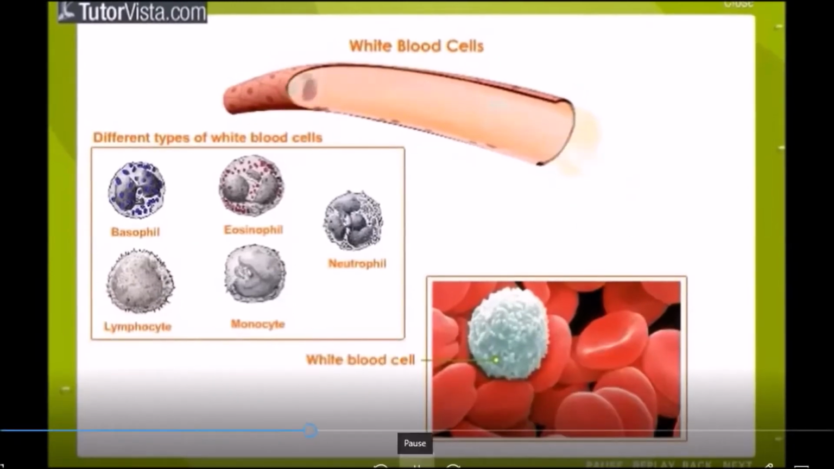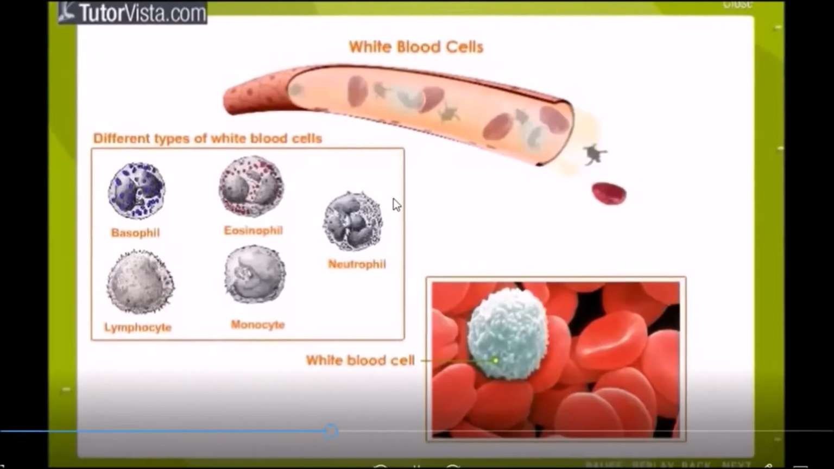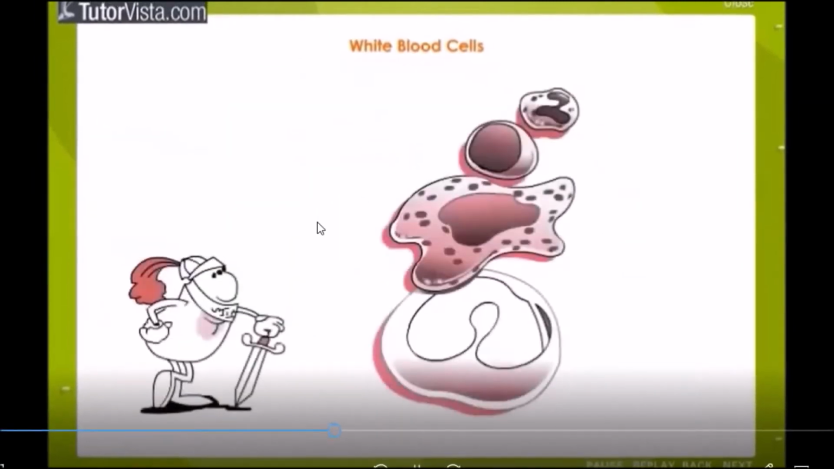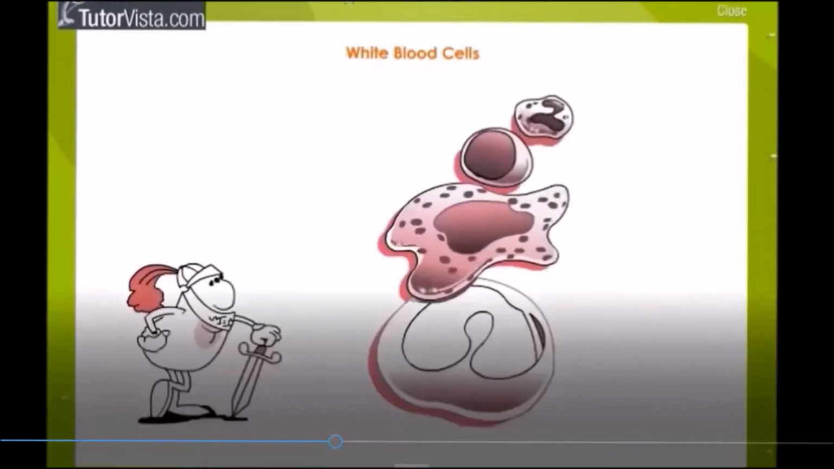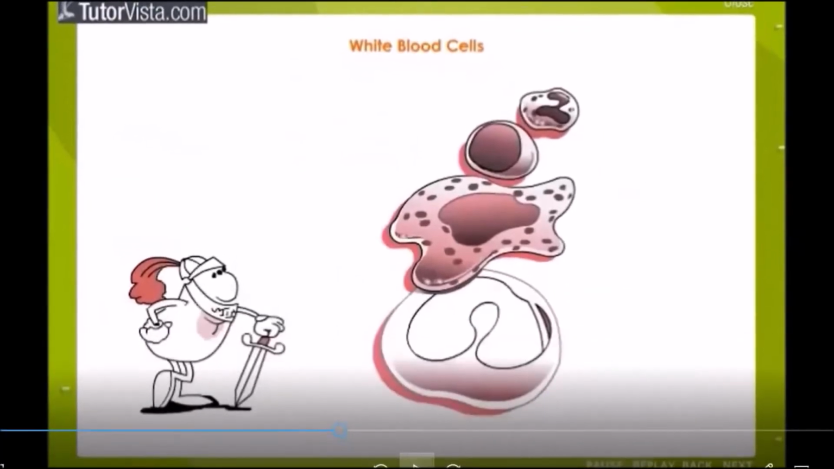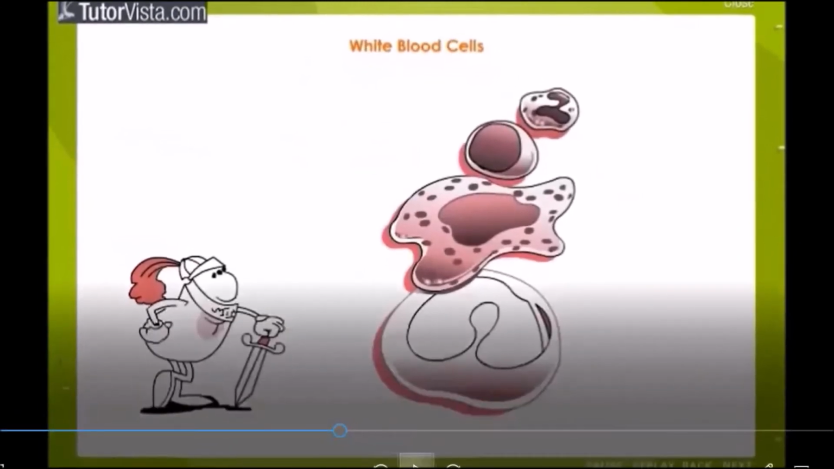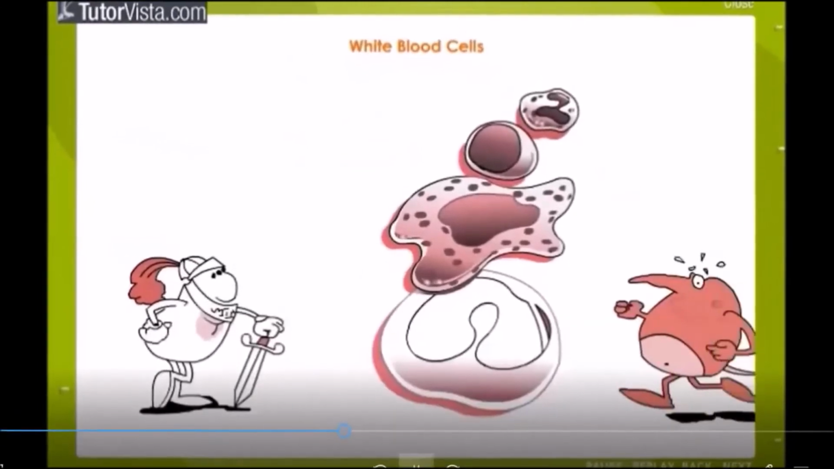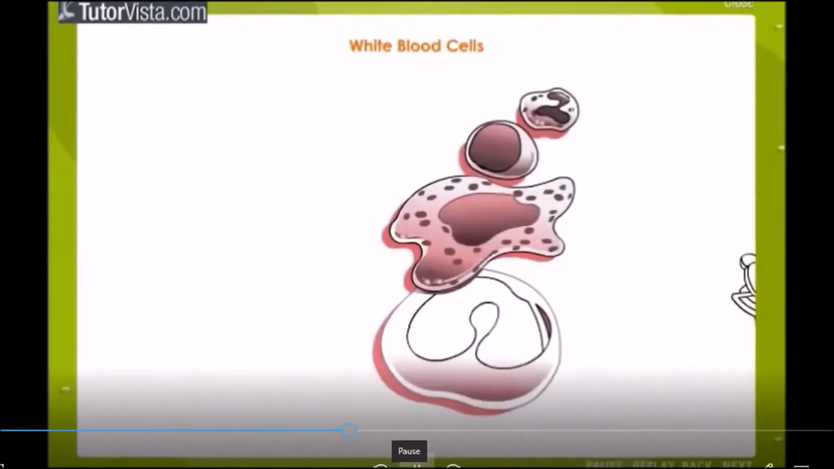But WBCs can actually leave the vessels at the time of need and enter into the neighboring tissues or lymphatic tissue as per their need whenever they're required. Now, what is the function of your white blood cells? The main function of your white blood cells is defense in the body. They are the body's main line of defense against the infection. Your body needs to have enough WBC so you can fight against the infections and stay healthy.